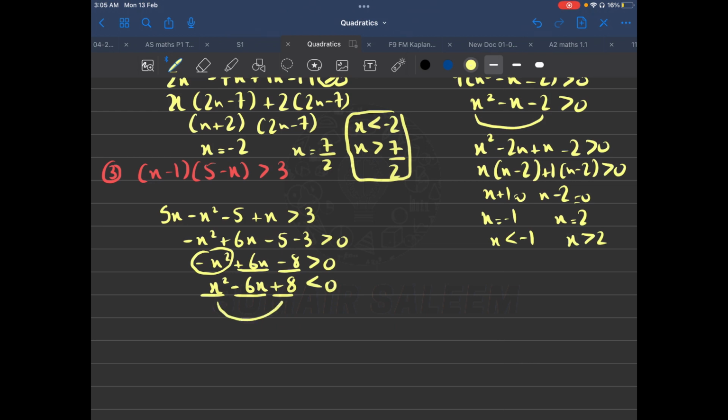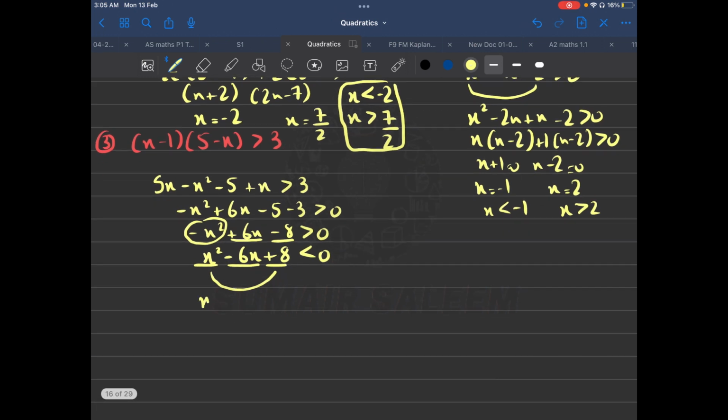Now 1 8 is 8, 2 4 is 8, and 2 plus 4 is 6. So I'm going to use 2 and 4. x squared minus 2x minus 4x plus 8. Take x common: x minus 2. Take minus 4 common: x minus 2. One value of x is 2, the other value of x is 4.